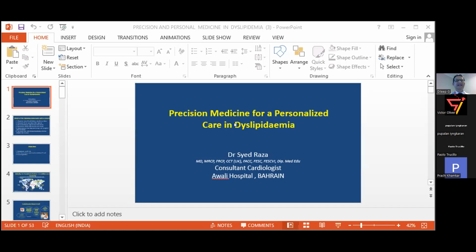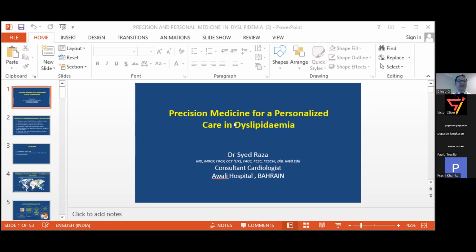So PCSK9 inhibitor, as the name suggests, inhibits PCSK9, it blocks these PCSK9 molecules. And therefore, this allows the LDL to bind to these LDL receptors on the liver cells. And therefore, it decreases the LDL level significantly. More than 60% of LDL reduction can be achieved using PCSK9 inhibitors.